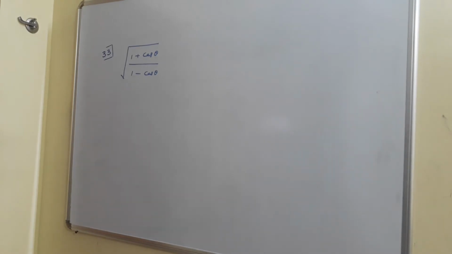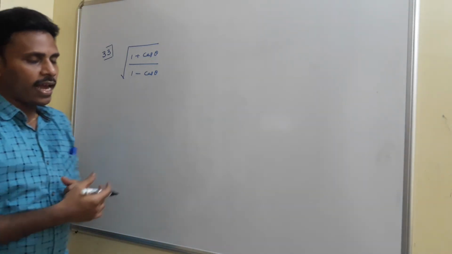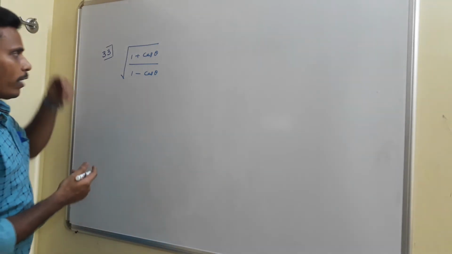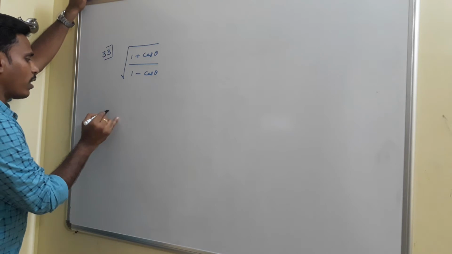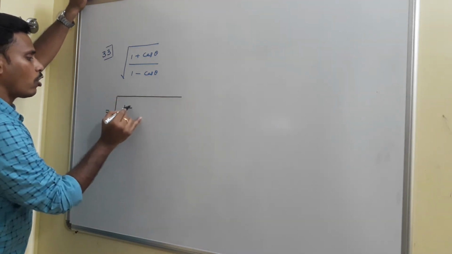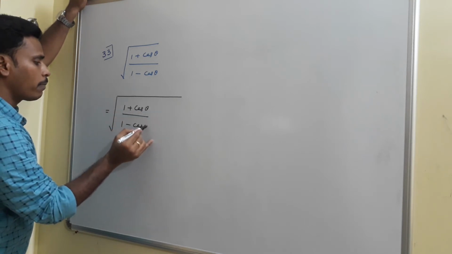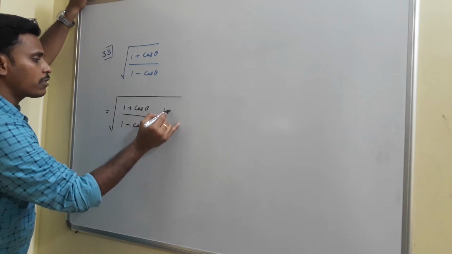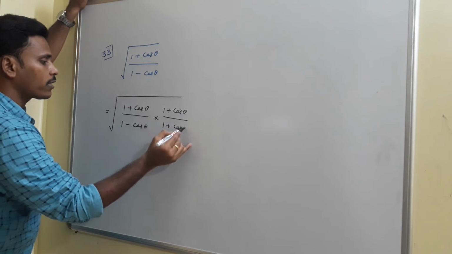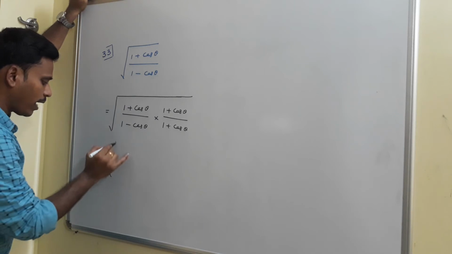Third one, root of 1 plus cos theta by 1 minus cos theta. I need to simplify, and at the end I need to mention the answer depending on the value of theta, where it is located. First of all, to simplify this, I just multiply both numerator and denominator with 1 plus cos theta. It is given that 1 plus cos theta by 1 minus cos theta, under the root. I am just multiplying both numerator and denominator with 1 plus cos theta. Right? And in the next step, it becomes like this.